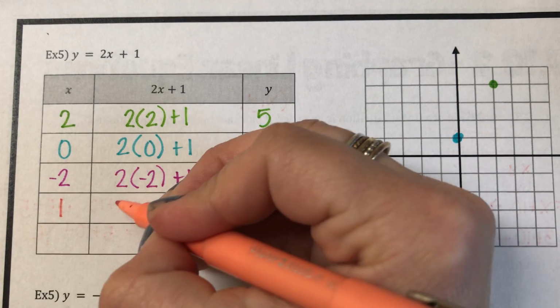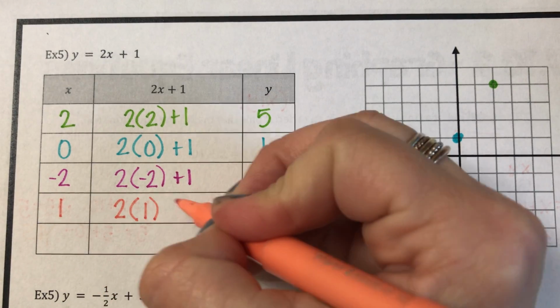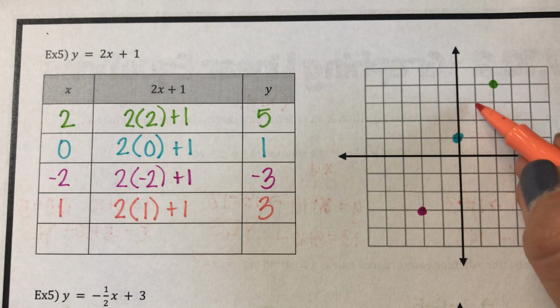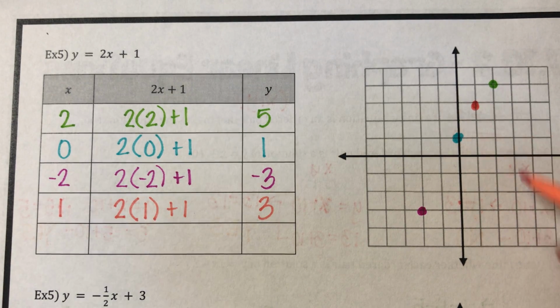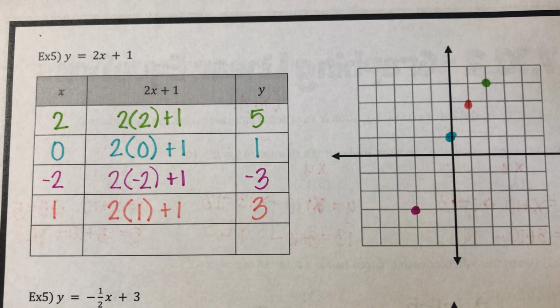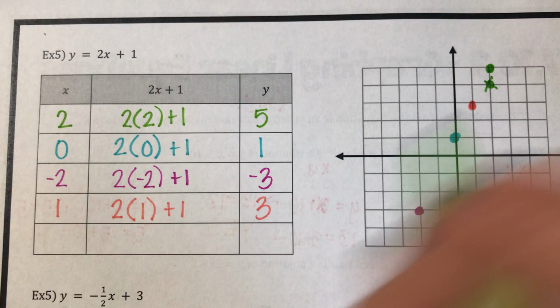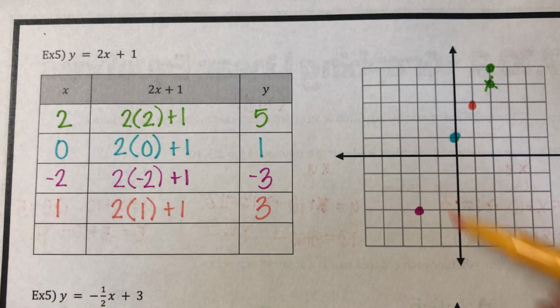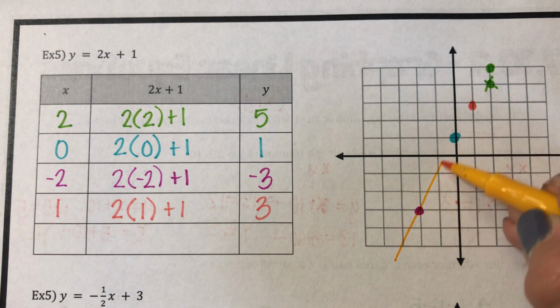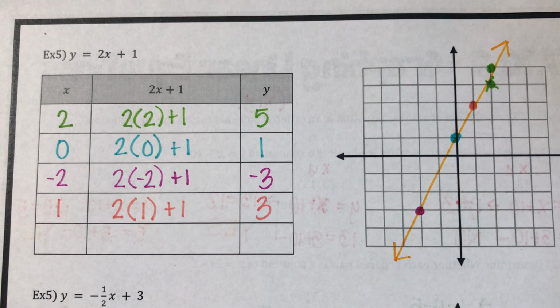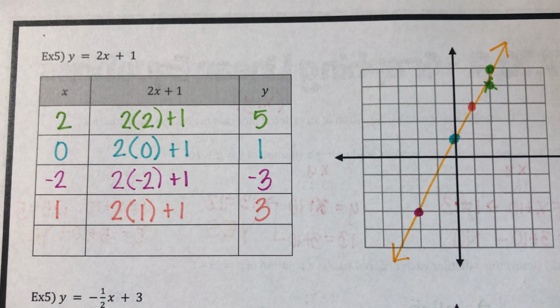Okay, and then, I mean, you could literally pick any number. Let's just pick 1. That's an easy one. 2 times 1 is 2, plus 1 is 3. So I have the point 1, 3. Oh, 1, 2, 3, 4. Y'all, I messed up on that green dot. This is 5. There we go. Okay, so now that we have all our dots, we can connect them with a line.